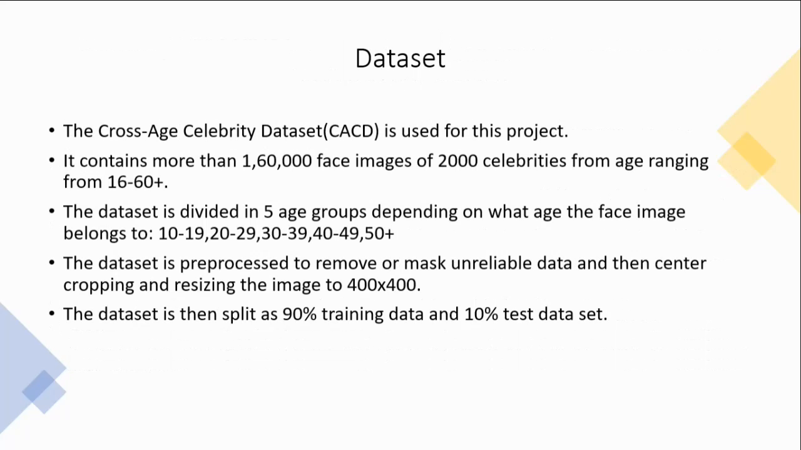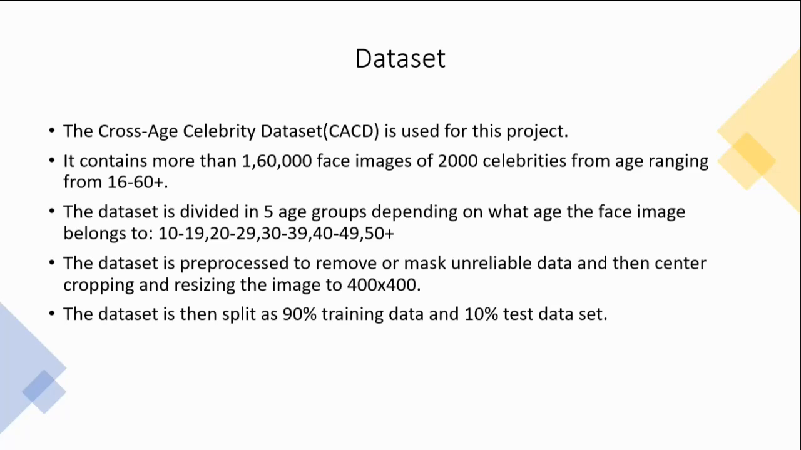The dataset used for this project is a cross-age celebrity dataset. It consists of more than 160,000 face images of 2,000 celebrities, with ages ranging from 16 to 60 plus. The dataset is divided into 5 different groups depending on the age the face image belongs to: Group 1, 10 to 19; Group 2, 20 to 29; Group 3, 30 to 39; Group 4, 40 to 49; and Group 5, 50 plus.